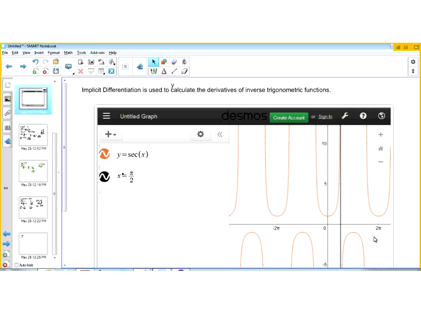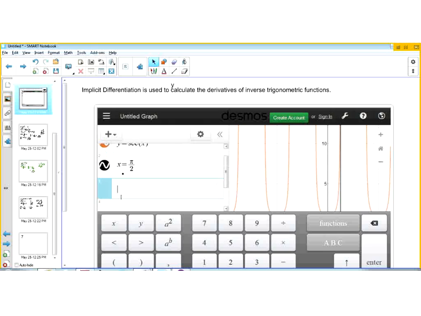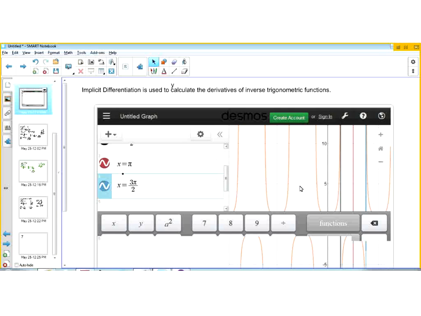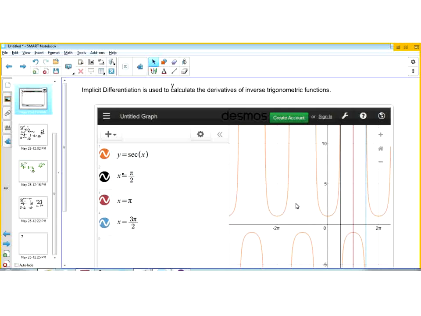All right, so we take x ranging from pi to 3 pi over 2. Okay, so let's graph x equals pi, and then x equals 3 pi over 2. Okay, so those will define our pieces. I believe we had that.